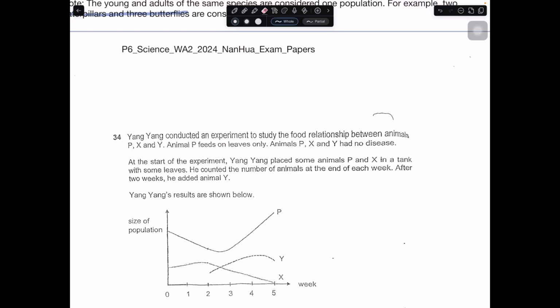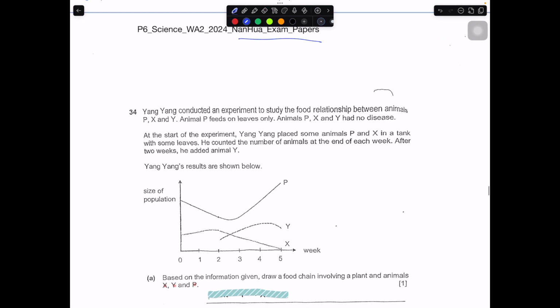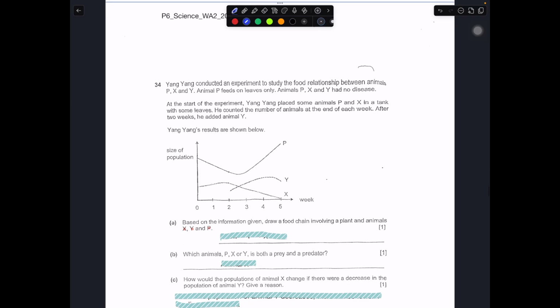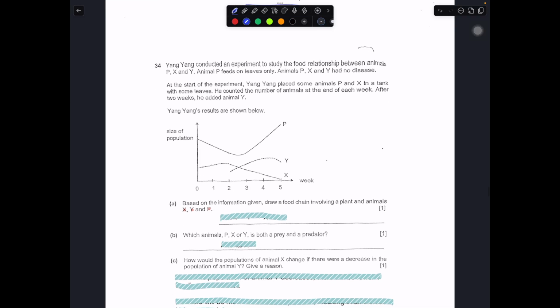Okay, welcome back everyone. Today I'll be going through the PSLE Science WA2 Nan Hua exam paper on this portion. So this is really about food webs and food chains again. Okay, so Yang conducts an experiment to study the food relationship between animals P, X, Y. So animal P feeds on the leaf only. So straight away this part already tells you something. Okay, plants are eaten by P. So this is the first part of the food chain that you can construct.